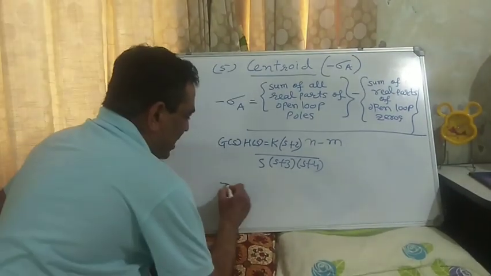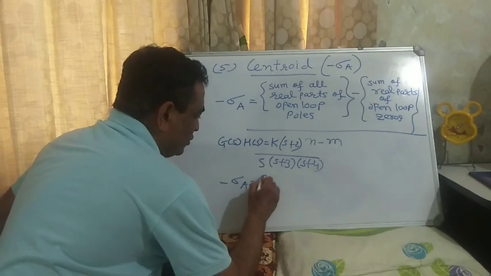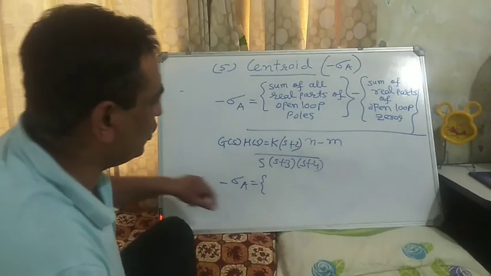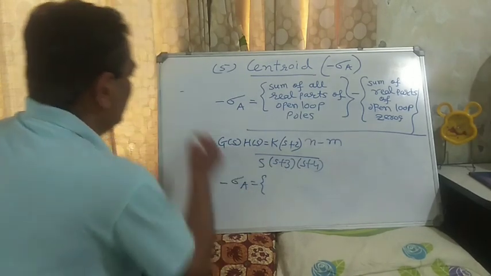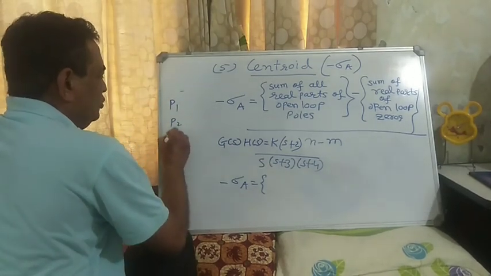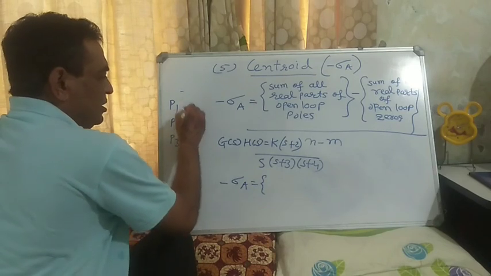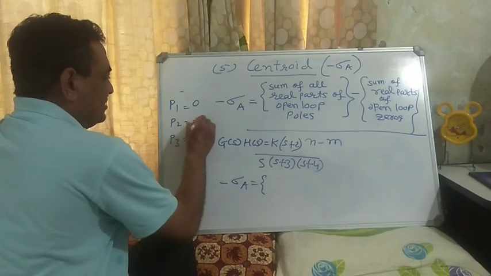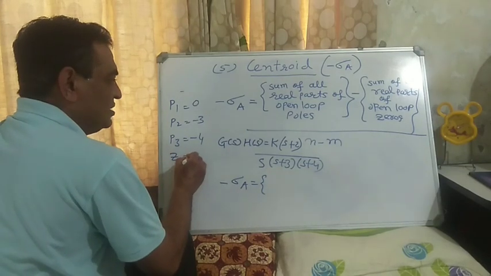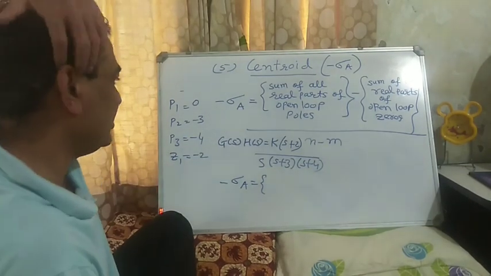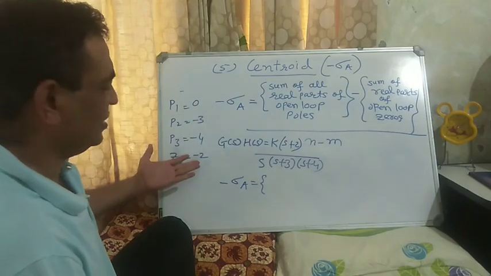Centroid is given by minus sigma A is equal to the sum of all real parts of poles minus the sum of real parts of zeros. So I have 3 poles: P1, P2, P3. One is at the origin, another is at minus 3, then minus 4. How many zeros? Z1 is minus 2. So these are real poles and real zeros.